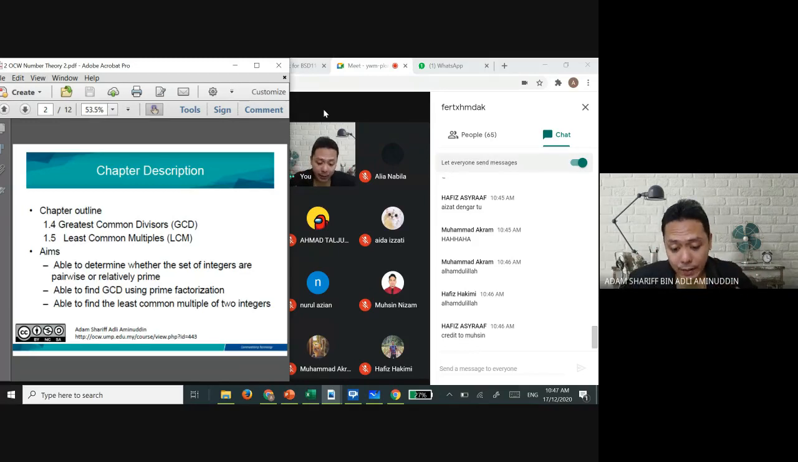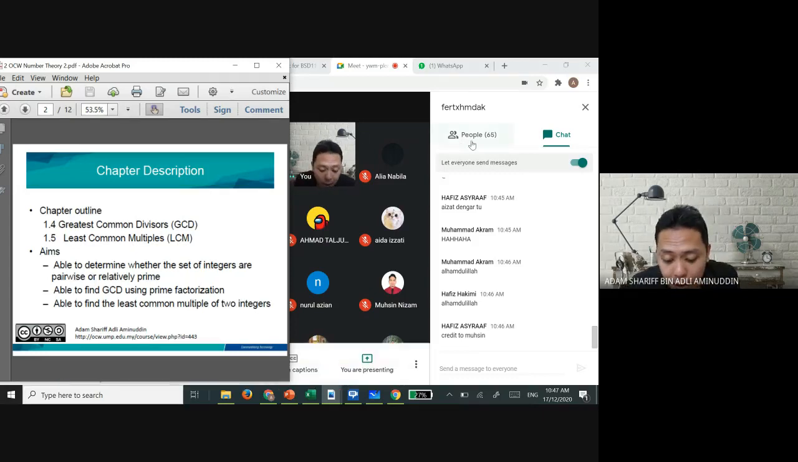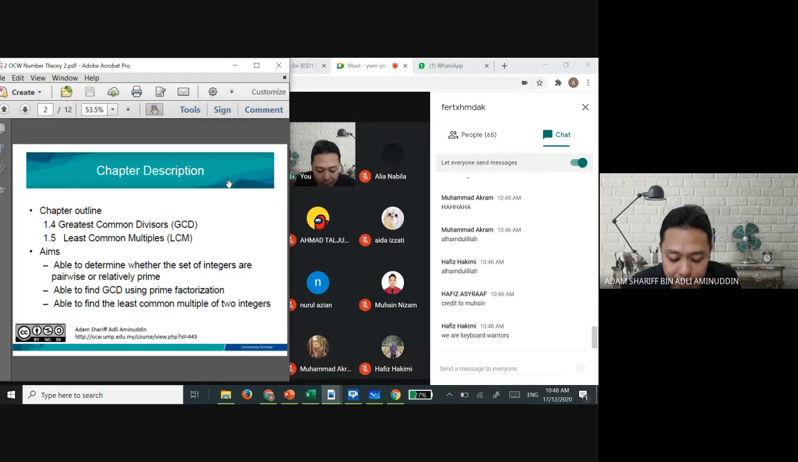The sharing is beneficial for the other students. Betul, student lain dia benefit, yang tak faham tu, yang malu nak bertanya tu, dia faham lah kerana orang-orang yang aktif dalam kelas ni. So kita balik kepada GCD.